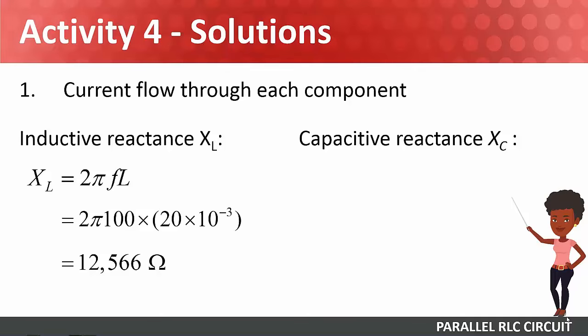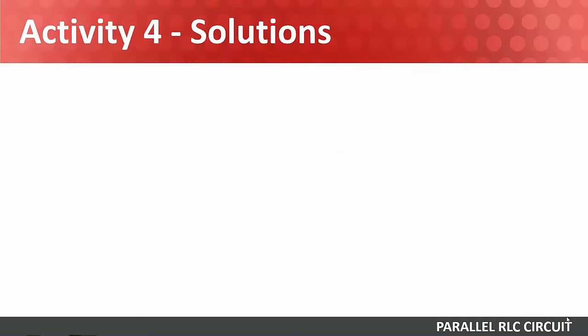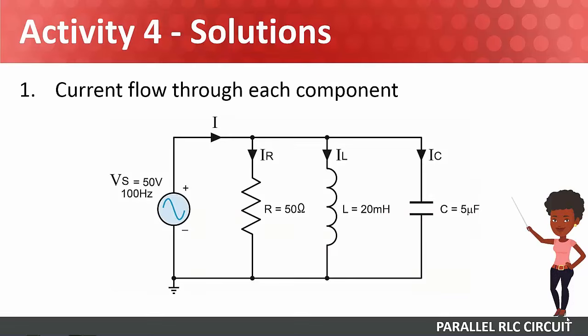Now let's calculate XC, the capacitive reactance, using the formula XC equals 1 over 2 pi FC, where F is the frequency in Hertz and C is the value of the capacitor in farads. Substitute our known values, remembering again that we need to convert our capacitance value from microfarads to farads. You should get an answer of 318,31 ohms.